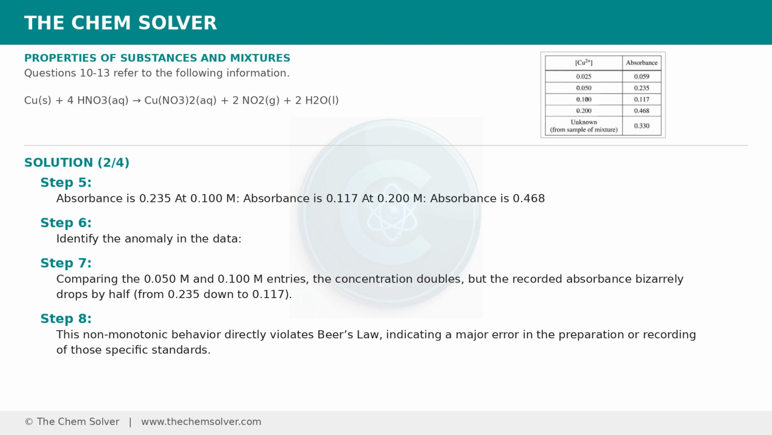Identify the anomaly in the data. Comparing the 0.050 molar and 0.100 molar entries, the concentration doubles, but the recorded absorbance bizarrely drops by half, from 0.235 down to 0.117. This non-monotonic behavior directly violates Beer's law, indicating a major error in the preparation or recording of those specific standards.